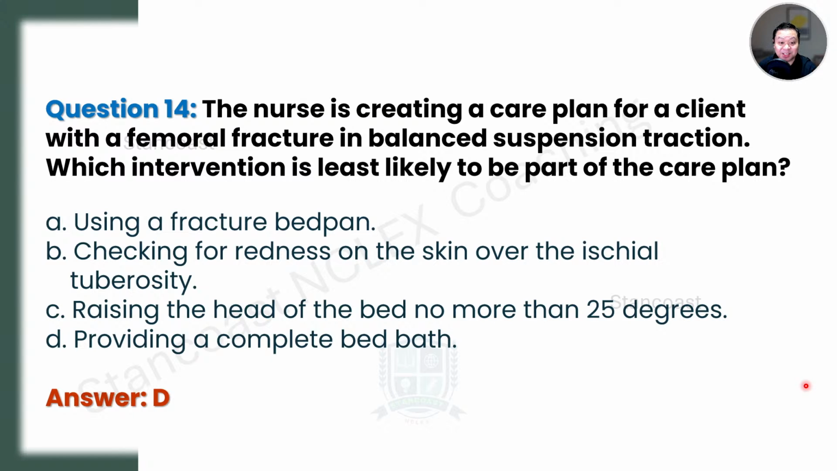If you selected letter B, checking for redness on the skin over the ischial tuberosity, this can help prevent pressure ulcers. And if you selected letter C, raising the head of the bed no more than 25 degrees, this can help prevent the client from sliding down without disturbing the traction.